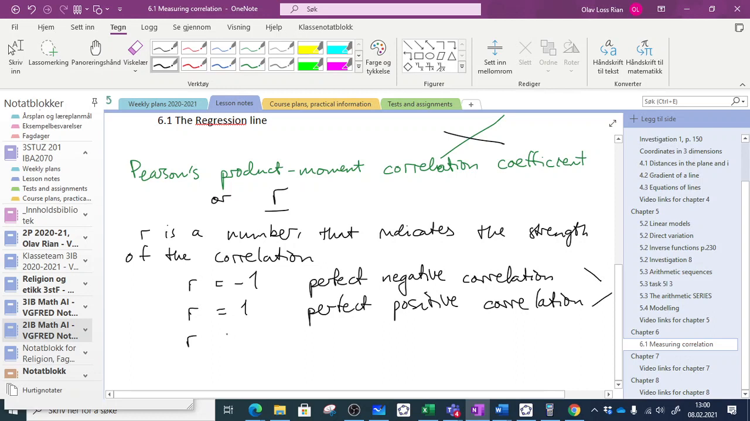If you have an R value equal to 0, you have no correlation. So there's no pattern, there's no connection between the variables you're looking at. So, for example, if you have an R value of 0.9, this is a strong positive correlation.